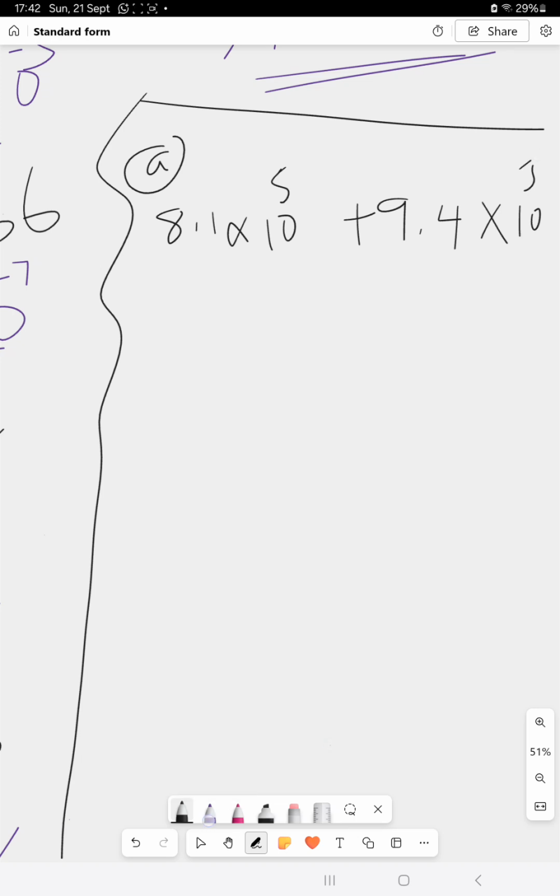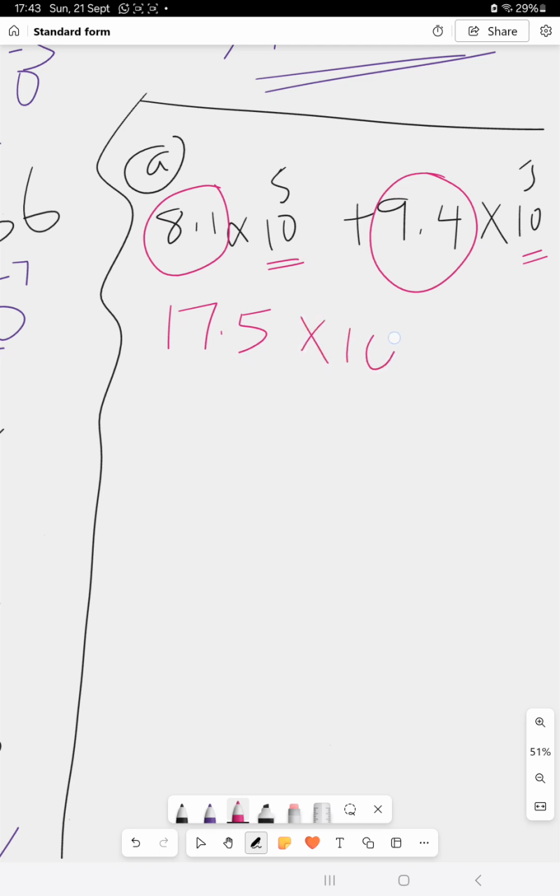Solution to this question. One thing I need you to learn is that all of them are to power 5. So we just need to add this plus this, as simple as that. If I add here, 8.1 plus 9.4, I get 17.5 times 10 power 5. But really, is this number in standard form?